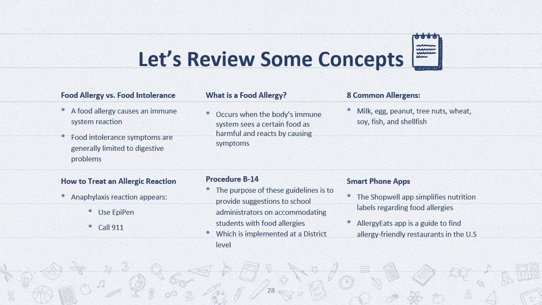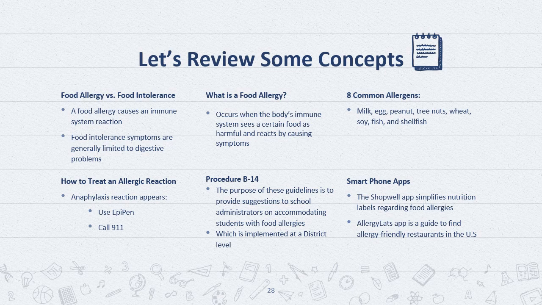Let's review some concepts. Food allergy versus food intolerance. A food allergy causes an immune system reaction. Food intolerance symptoms are generally limited to digestive problems. What is a food allergy? Occurs when the body's immune system sees a certain food as harmful and reacts by causing symptoms. 8 common allergens: milk, egg, peanut, tree nuts, wheat, soy, fish, and shellfish. How to treat an allergic reaction. If an anaphylaxis reaction appears, use an EpiPen and call 911.